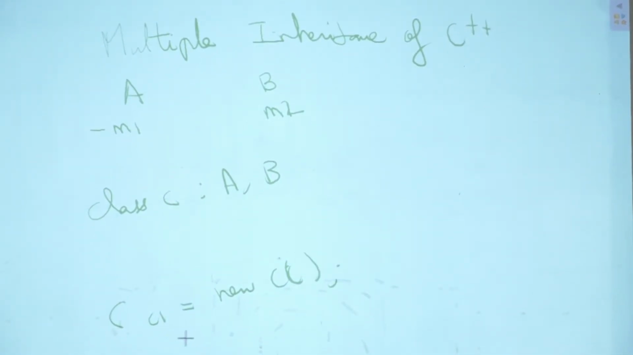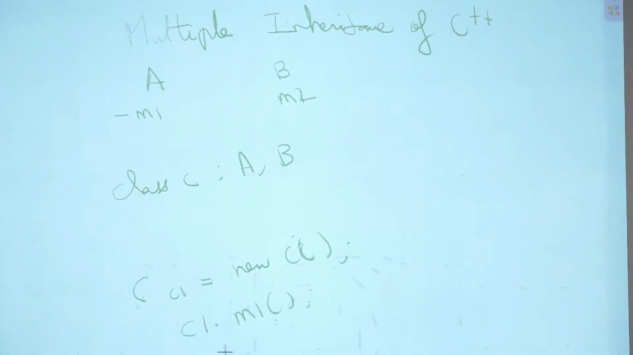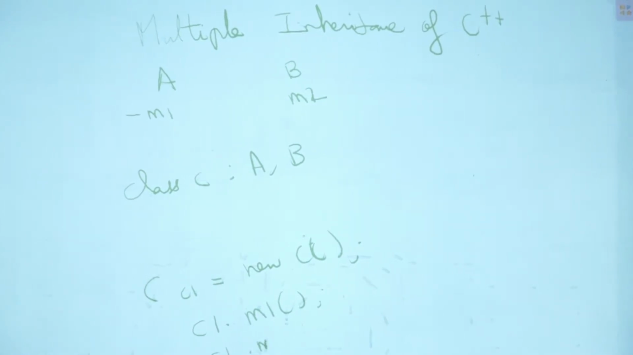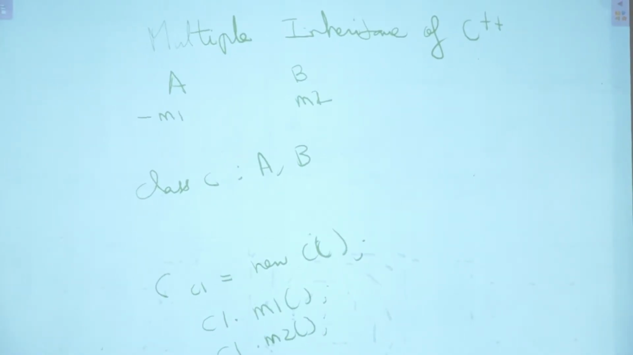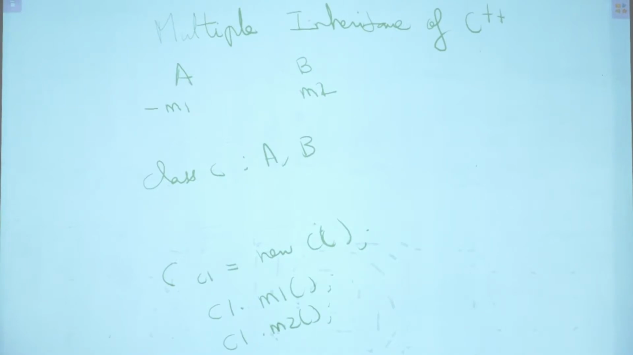Okay, wrong name. I can say C1 dot M1 and I can say C1 dot M2. Now, a lot of people who like C++ will say, this is beautiful. I have two classes A and B. I am deriving from both the classes A and B. I am class C, and I am creating here a class which is derived from A and B.